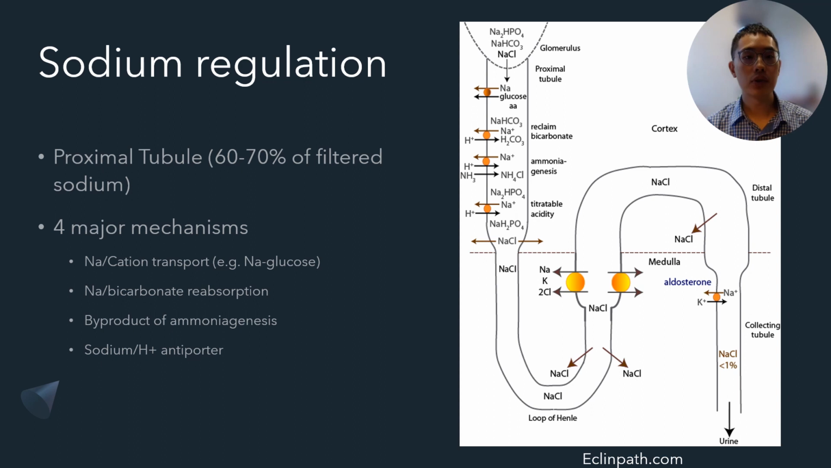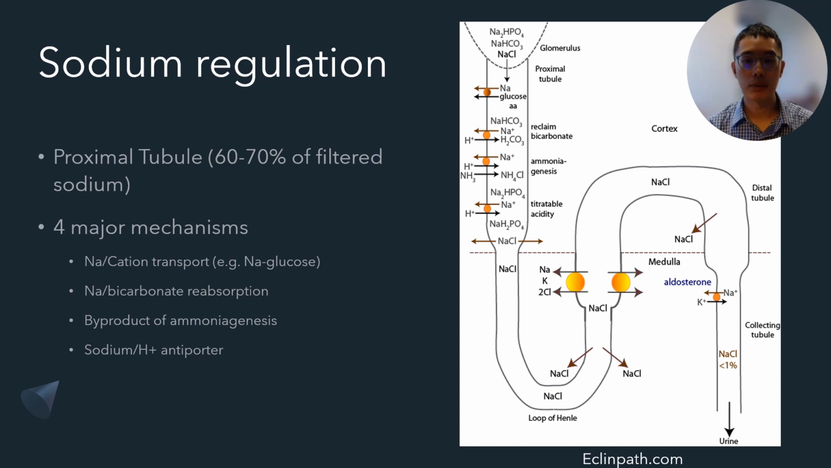In the proximal tubule, remember that most of the sodium that is filtered is reabsorbed here. There are 4 main mechanisms to allow this to occur on the tubular side, including sodium cation transporters, such as the sodium glucose transporter, as seen here on this figure. Sodium is also reabsorbed as a byproduct of bicarbonate reabsorption, which we will be discussing more in depth when we discuss how our kidneys handle acid.